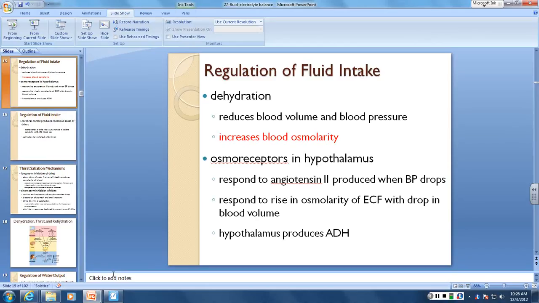So that's loss of body fluid, right? And so it reduces blood volume and blood pressure. So how can you make sense of why dehydration would reduce blood volume? Think of what blood is mostly. Blood is mostly what? Water. So if you're decreasing the amount of water in blood, you're decreasing the amount of blood that you have. So dehydration is going to reduce blood volume.